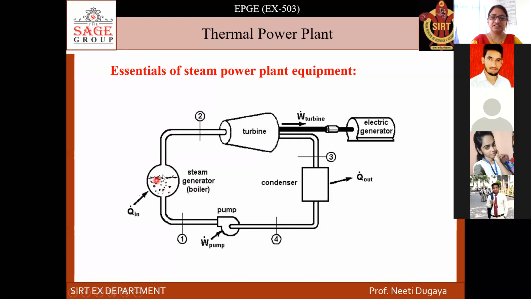Here the heat is transferred from the furnace, and this furnace is used to burn the coal, and the heat generated is transferred to the boiler, and the water boils here, right? The steam is produced, and this steam is then fed to the turbine, and this turbine rotates. Why? Because of the mechanical force of high pressure steam.